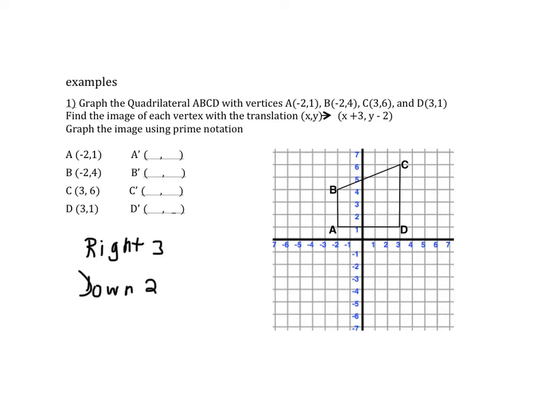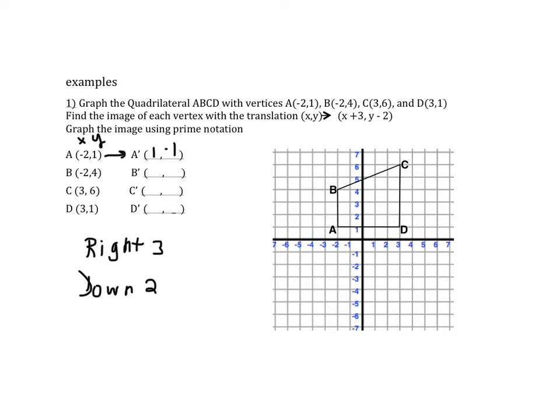Because x plus 3 would push you to the right 3 units on the x-axis, and y minus 2, you move down 2 units on the y-axis. Alright, so if we take our first point, point A at (-2, 1), you can either do this algebraically by adding 3 to the x value, so -2 plus 3 is 1, and then subtracting 2 from the y value, 1 minus 2 is -1, or you can use the counting method.